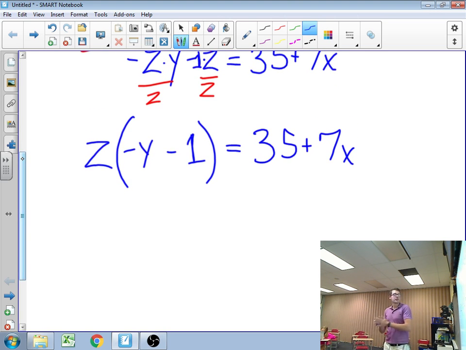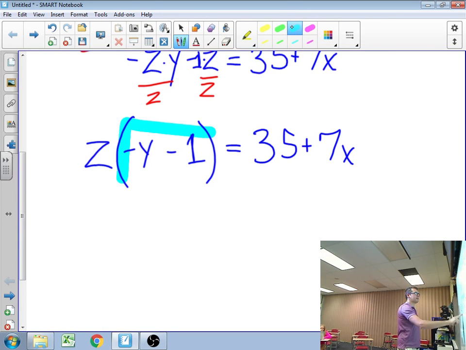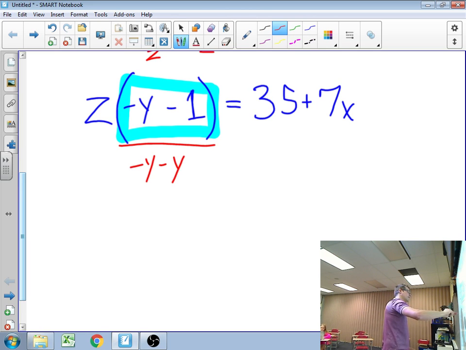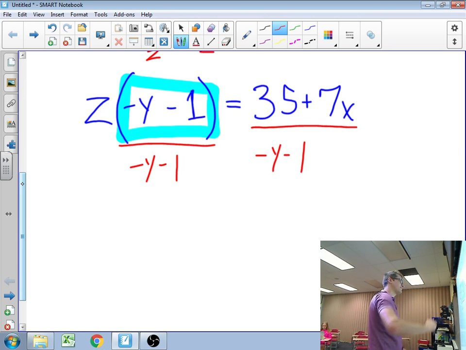So then we have one last step here, John, to get the z actually by itself. Right now, what's going on with the z? It's being multiplied by negative y minus 1. Yeah, and it doesn't even matter what it's being multiplied by. We just see it's being multiplied by something. Get rid of that something. How do we do that? Divide by negative y minus 1. We divide by that value on both sides, which means z equals 35 plus 7x over negative y minus 1.